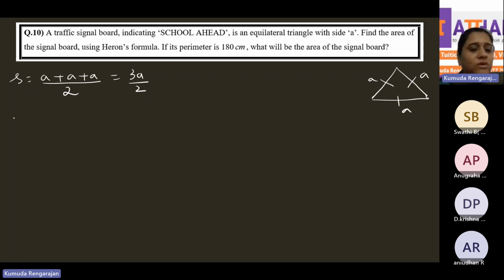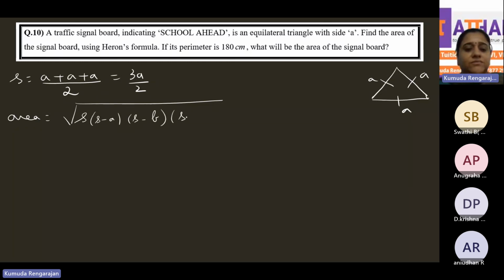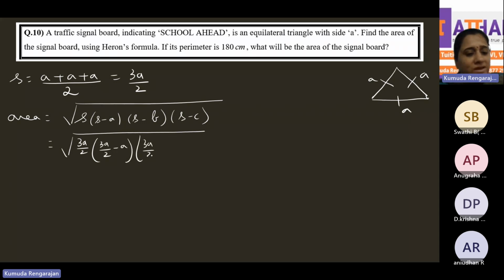So now what's the formula to find area? Area is equal to square root of s into s minus a into s minus b into s minus c. So that is equal to square root of, what is s? 3a by 2 into 3a by 2 minus a into 3a by 2 minus a into 3a by 2 minus a. All the three sides are equal, correct?